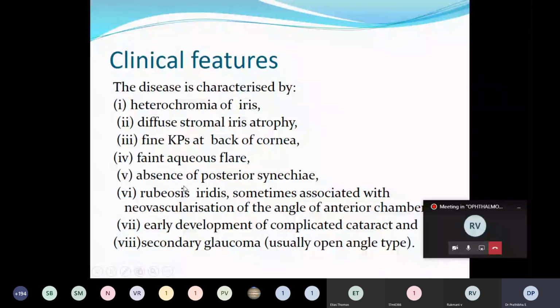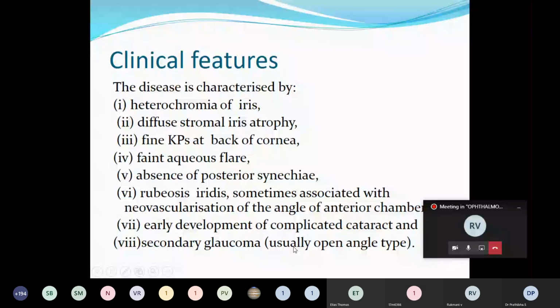And how it is different from other uveitis is the absence of posterior synechiae. In uveitis, you will see posterior synechiae, whereas in Fuchs heterochromic iridocyclitis, there are no posterior synechiae. Instead, there may be rubeosis iridis, and sometimes an early complicated cataract will be there. So that is the presenting feature.